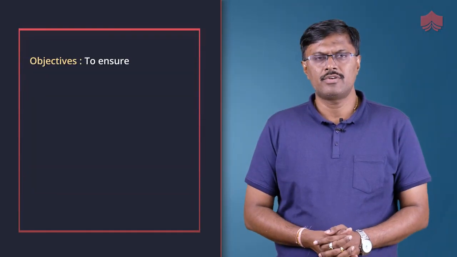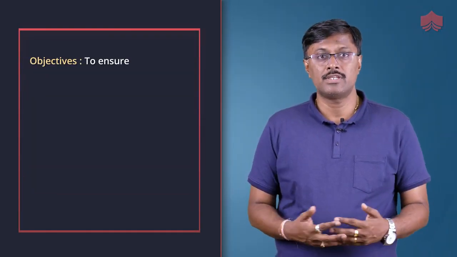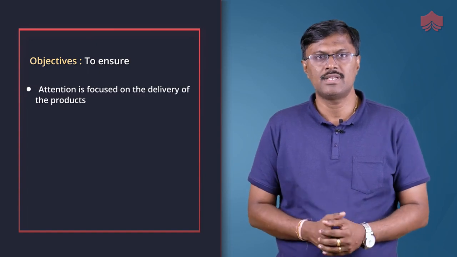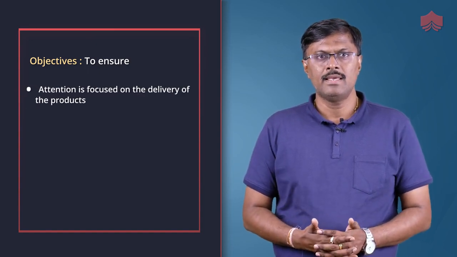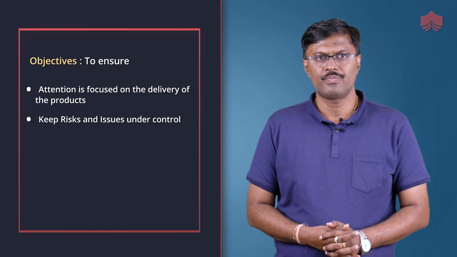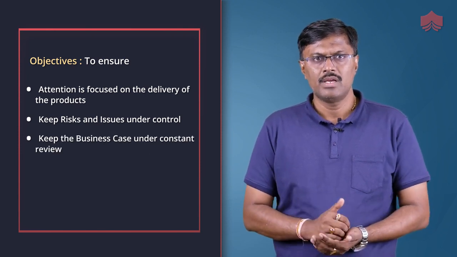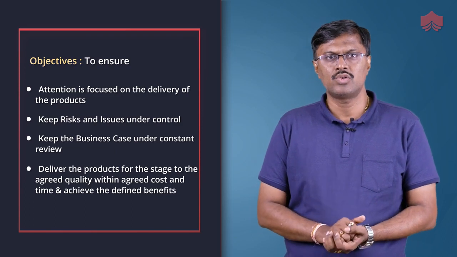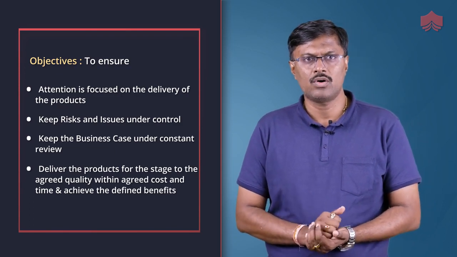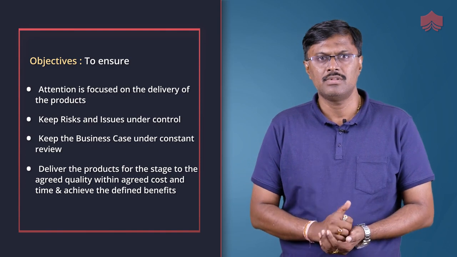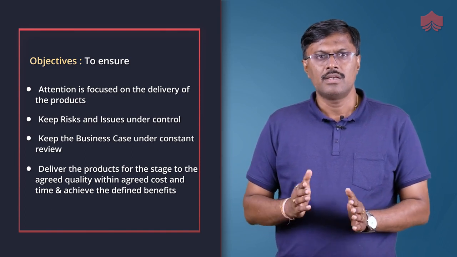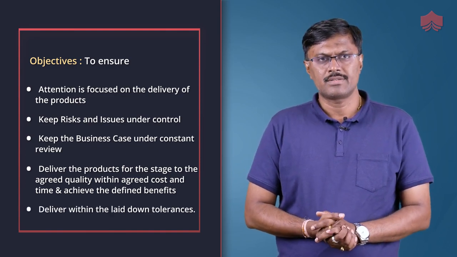The objectives of the controlling a stage process are to ensure attention is focused on the delivery of the products, keep risks and issues under control, keep the business case under constant review, deliver the products for the stage to the agreed quality within agreed cost and time and achieve the defined benefits, and deliver within the laid down tolerances.